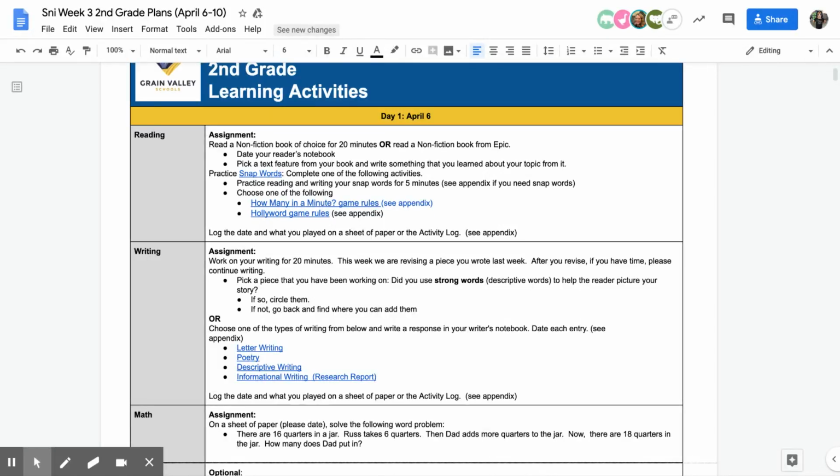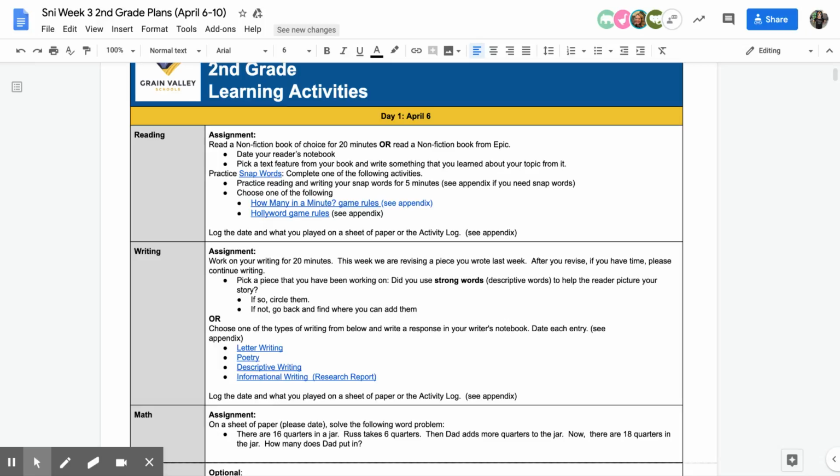And then to go along with our nonfiction, in writing, you can choose to write a letter, poetry, description, or write nonfiction. And I know some of you, that was your very favorite thing to write about, so that would be awesome.